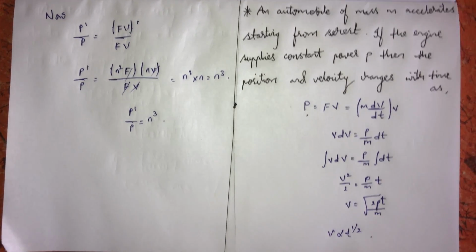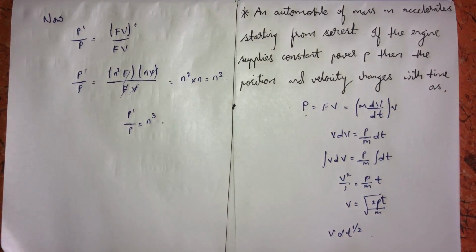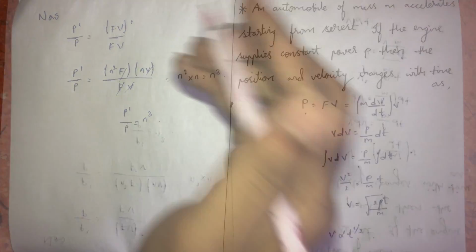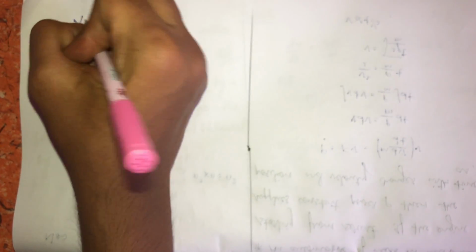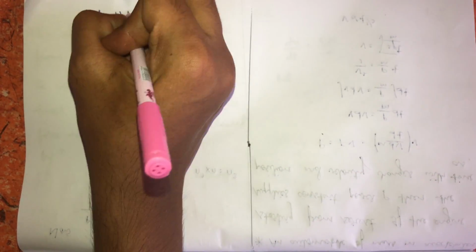That's it, clear. Now let us find the relation of displacement with respect to time. Thus we got V is equal to 2Pt by m to the power of 1 by 2.